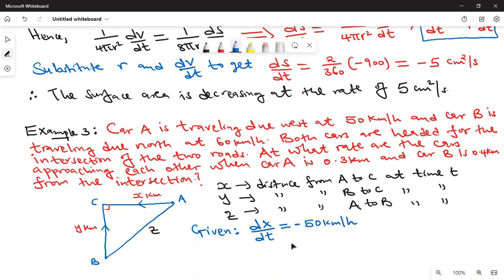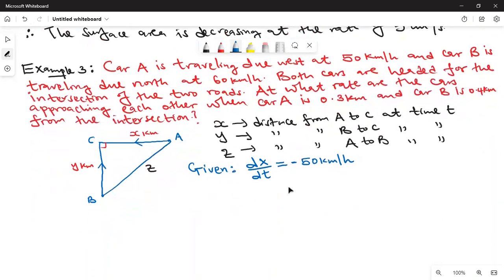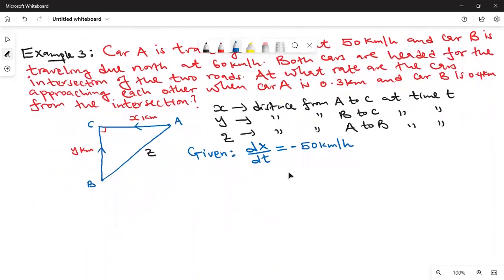We are also told that dy/dt, because again y is decreasing as the other car is moving. Again, what we know is that dy/dt is negative 60 kilometers per hour.